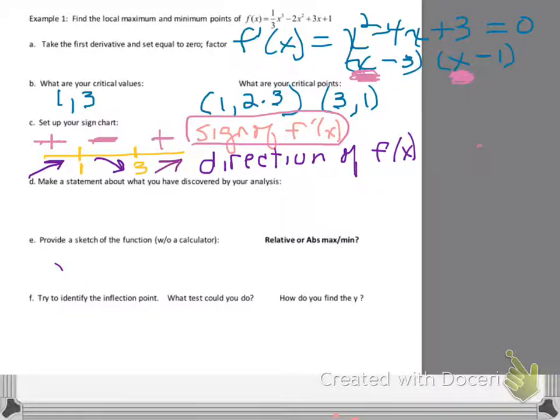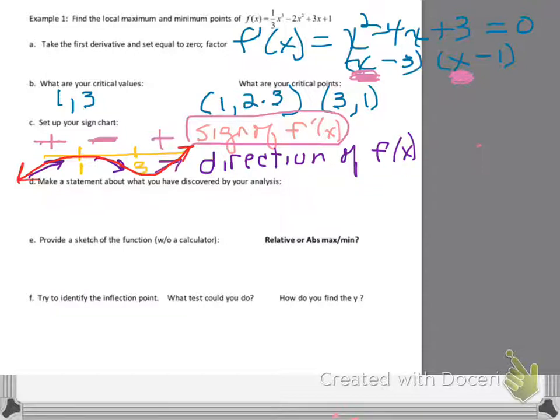So now I have an idea of what's going on, because if I follow my arrows, and if I just try to draw over them in red, my function is going to be going up, reaching a max, going down, reaching a min, and then going back up. So I can approximate what my function looks like. So let me just see if I can erase that.